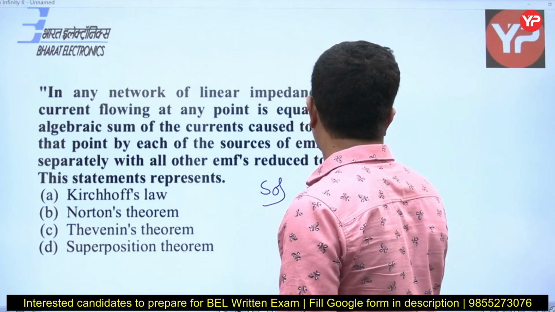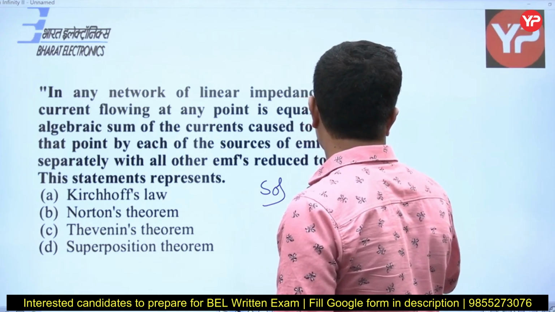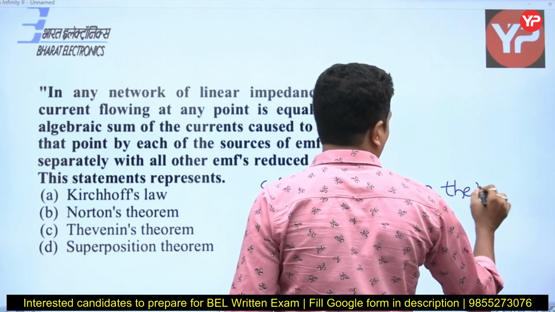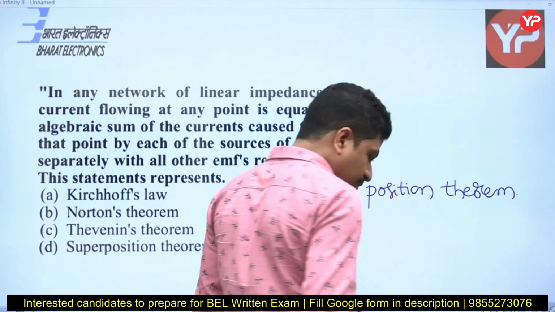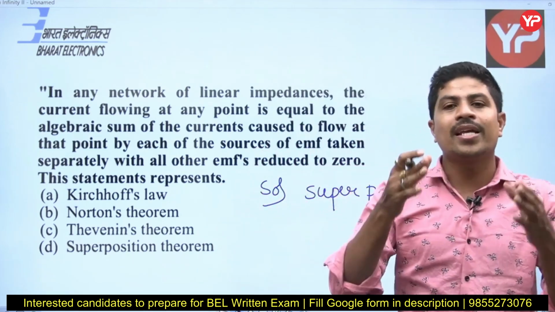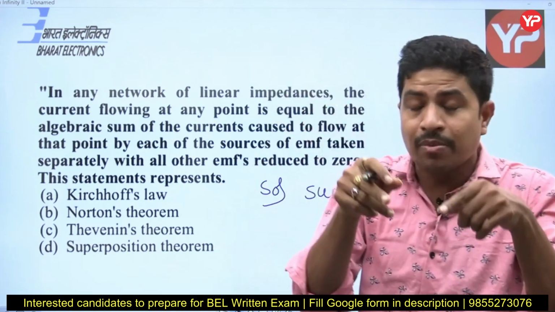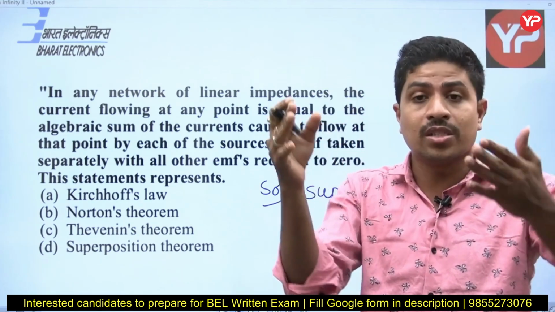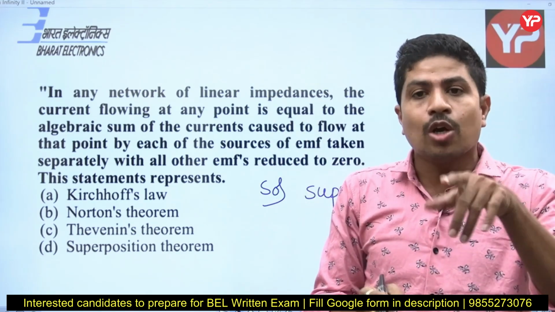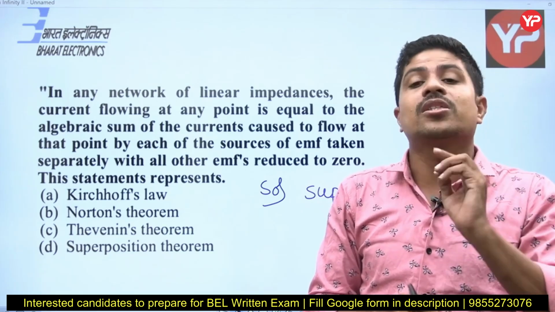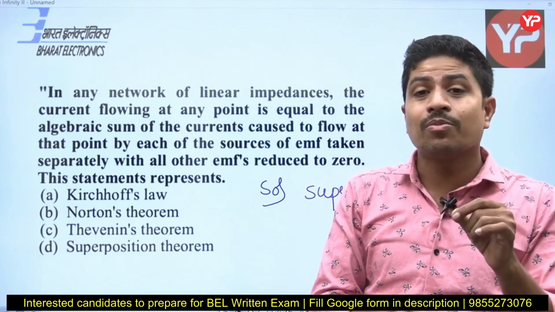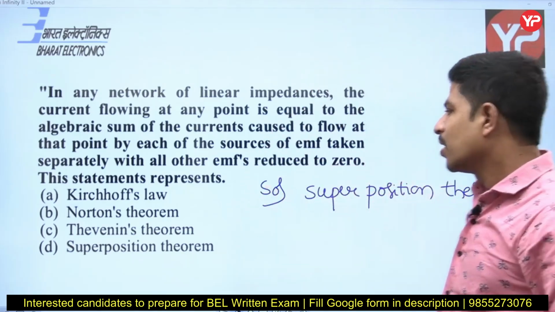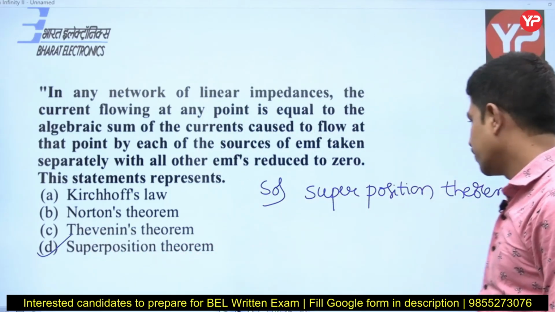What does the superposition theorem say? The total response in any branch of a linear bilateral network consisting of several sources and impedances is equal to the sum of the individual responses. When you are finding an individual response, the remaining EMFs must be 0, currents must be 0. The same it is. It is the superposition theorem. Option is D. D for Delhi.